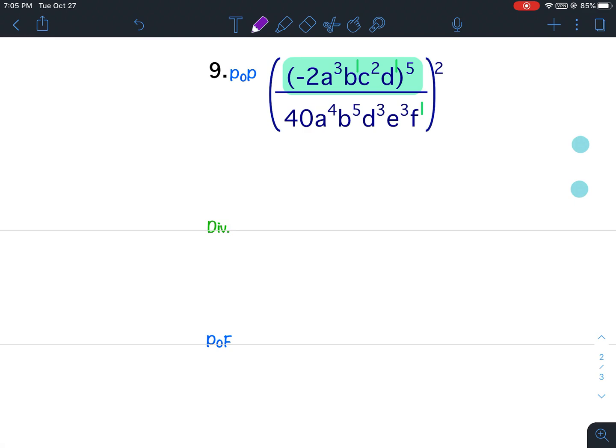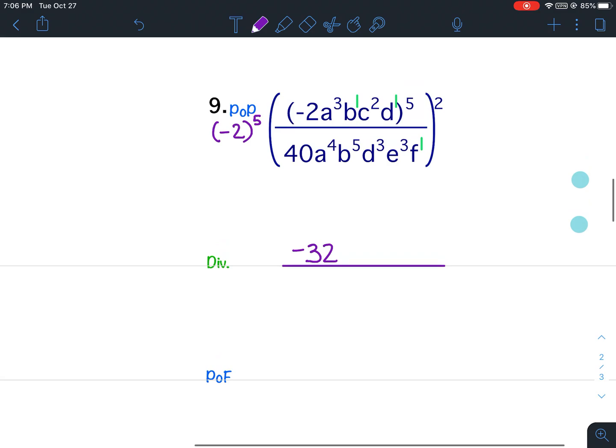Anytime you have power of a product, the first thing you want to do is take your coefficient, which is that -2 right there, and raise it to that exponent there. Make sure you pick the right exponent. This 2 out here goes to the big set of parentheses. In the numerator, the power of a product is to the 5th power. So this would be -2 to the 5th. Make sure you're putting that in your calculator. -2 to the 5th would give you -32.